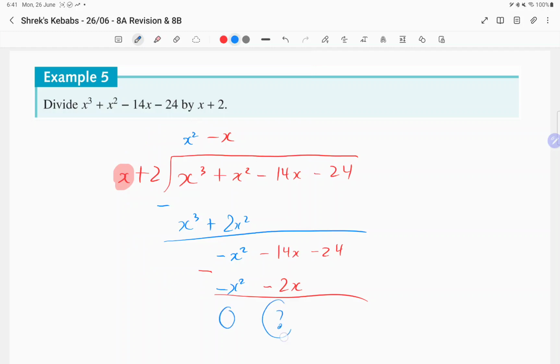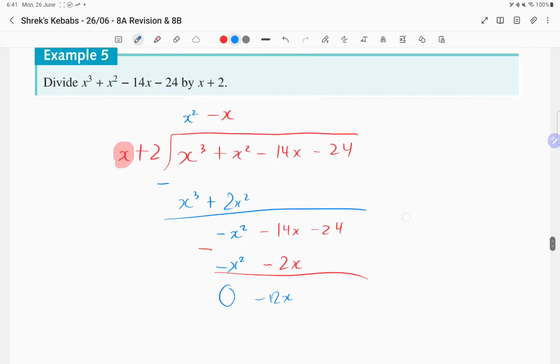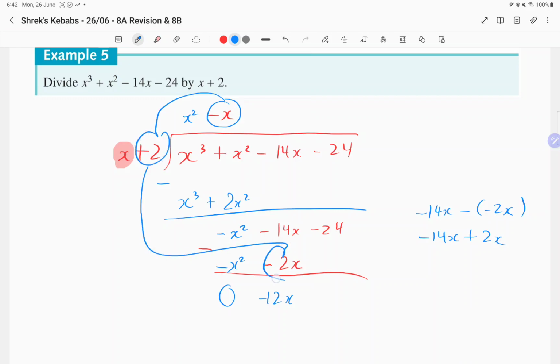What is the number that goes here? Anyone? Any guesses? 12x. Negative 12x is better. Okay? So why is it negative 12x here? Because you're doing negative 14x, subtract negative 2x. Right? Because subtract negative 2x means you plus 2x. How did you get to 2x again? You take this one, you times it by the other term, that will give you the second term in the expression here.